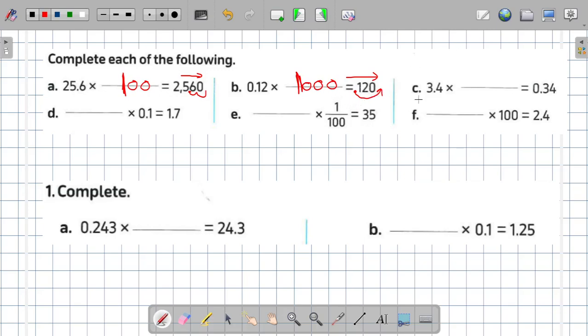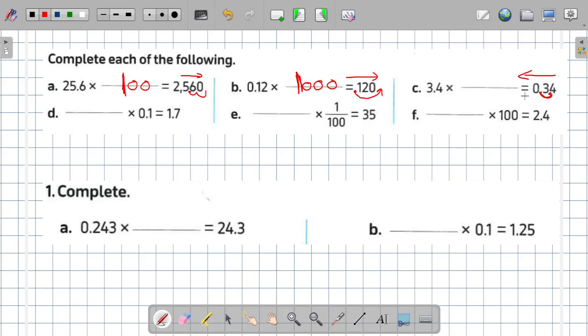Okay? Next, I have 3.4 by a number equals 0.34. So the decimal point was here between 3 and 4. And now it was moved to the left. One place.